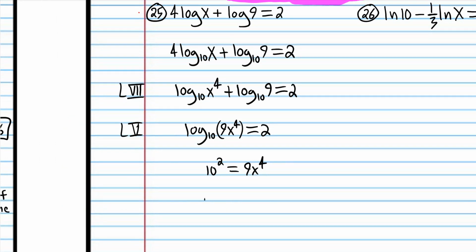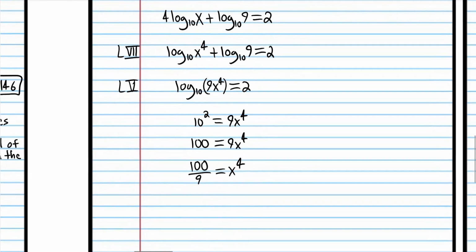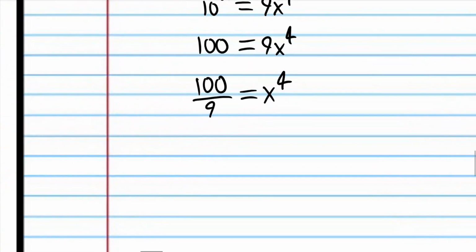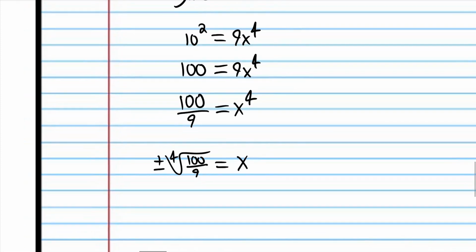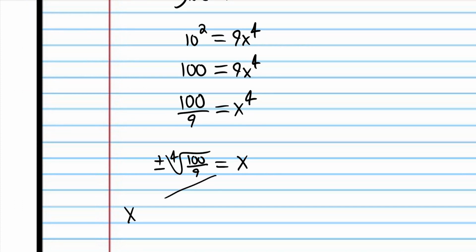And 10 to the second power is 100. Then we're just going to divide both sides by 9, and we get 100 over 9 is equal to x to the 4th. And we want to find the 4th root of both sides. But because this is an even exponent, we have to write plus or minus. So that means that there's two solutions. X can be equal to positive 4th root of 100 over 9, or x can be equal to negative 4th root of 100 over 9.